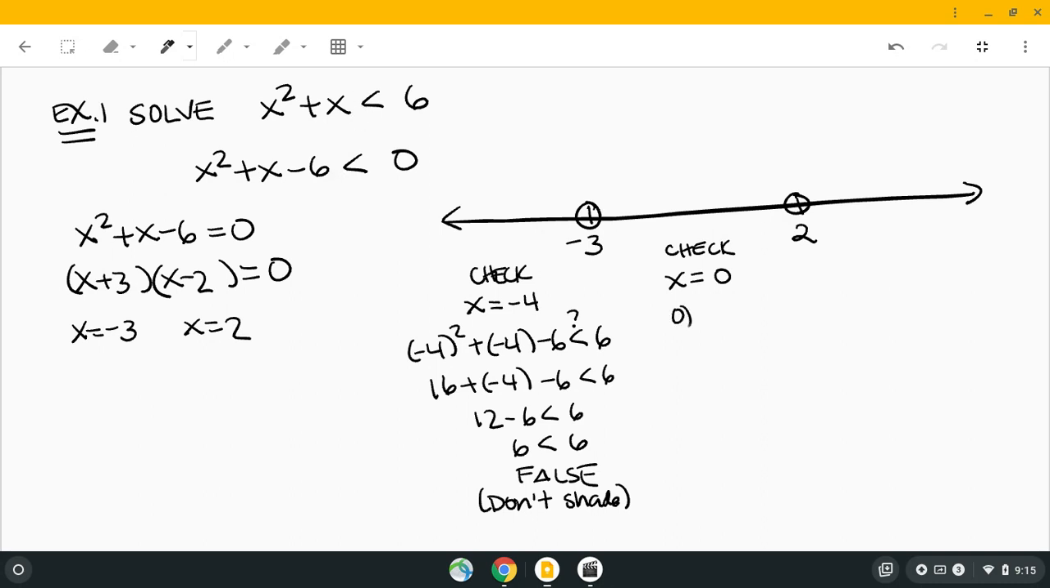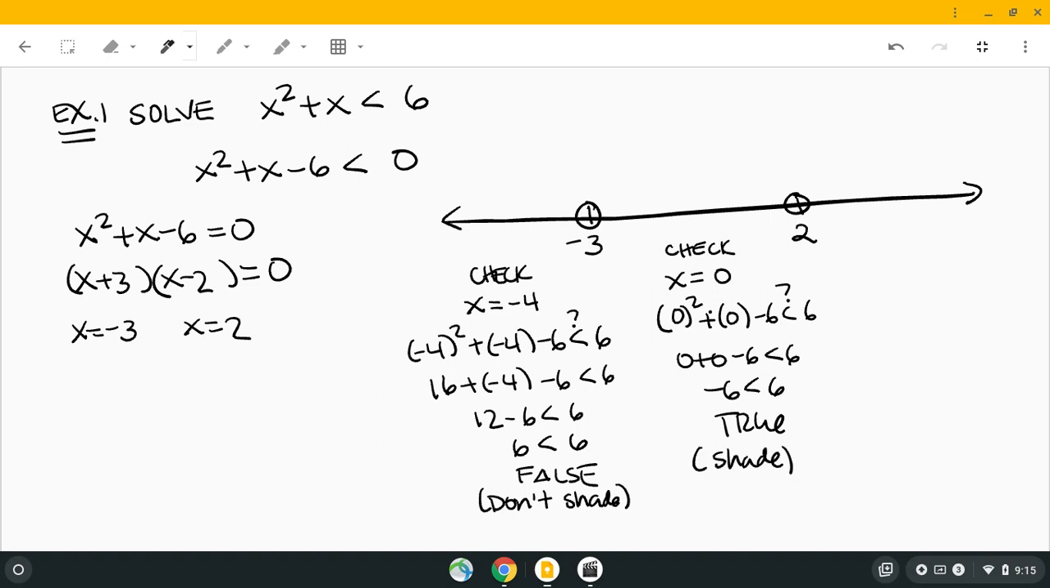Okay, so 0 squared plus 0 minus 6, is this less than 6? So I get 0 plus 0 minus 6. I get -6 is less than 6. That is true. -6 is less than 6. So here I will shade. So I will shade this region.